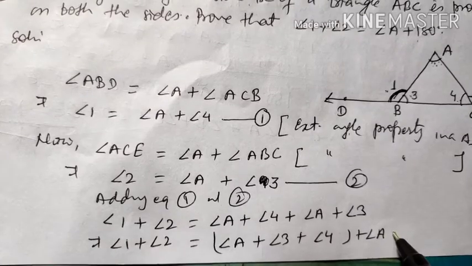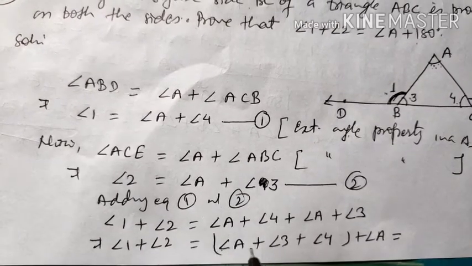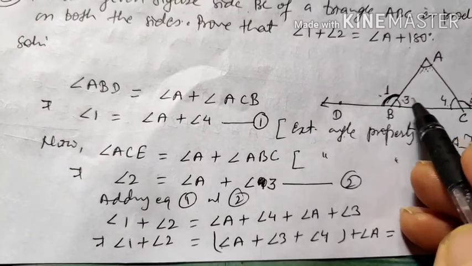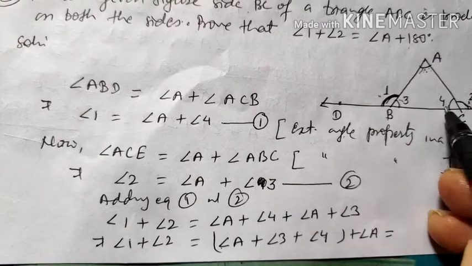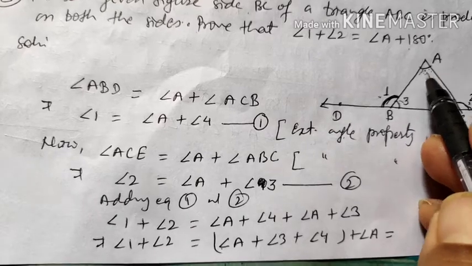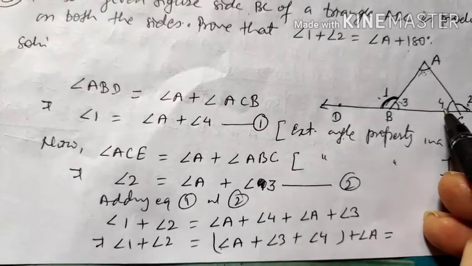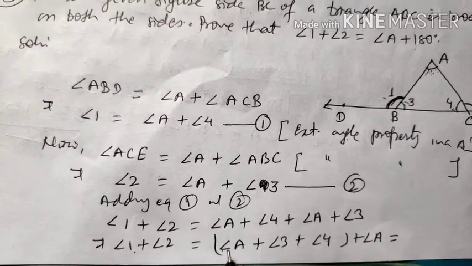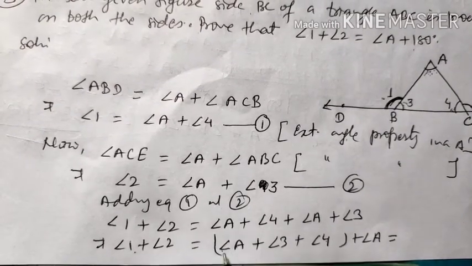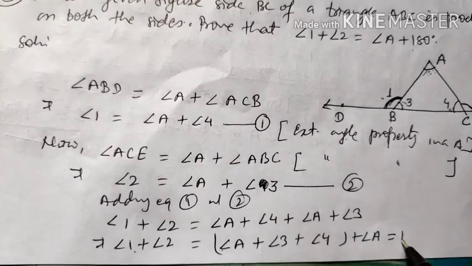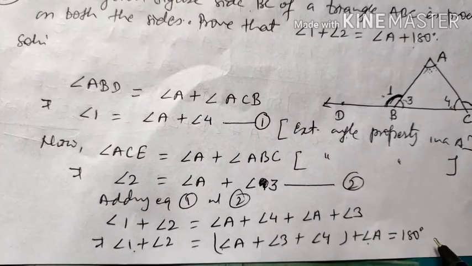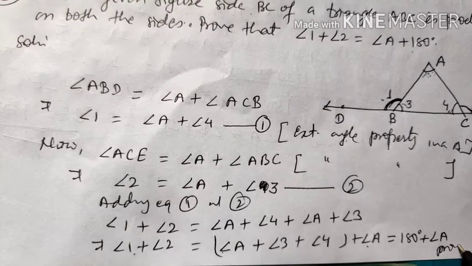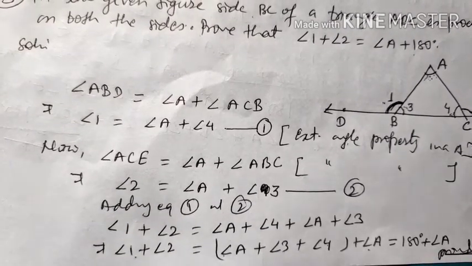And we know that angle A plus 3 plus 4 is 180 degree because it is the interior angles of the triangle. So angle A plus angle 3 plus angle 4 must be 180 degree. So angle 1 plus 2 equals angle A plus 3 plus 4 plus angle A, and angle A plus angle 3 plus angle 4 equals 180 degree, so this plus angle A, and this we have to prove. So it is proved now. Okay.